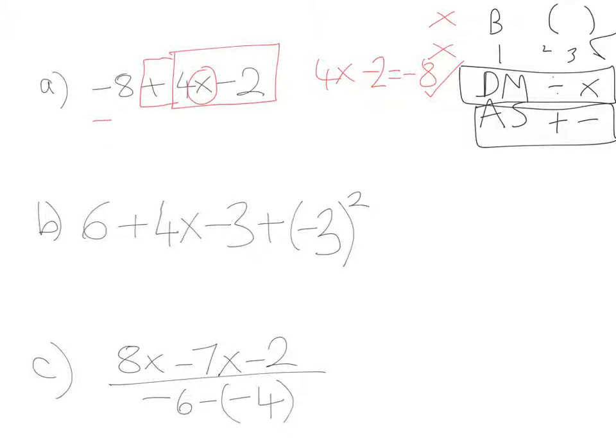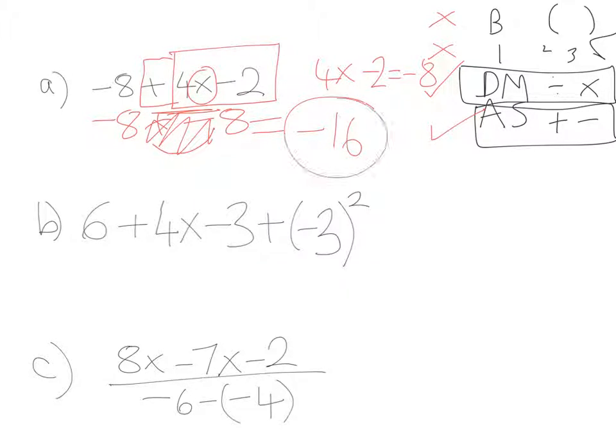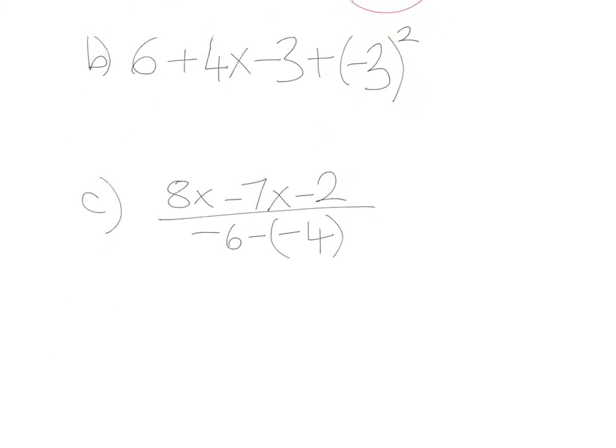Now I've got negative 8 added to negative 8. I've now only got add and subtract. Let's have a look. That looks like a winky face, that becomes negative. So I've got negative 8, take away 8, negative 16. Okay, let's try the next one.